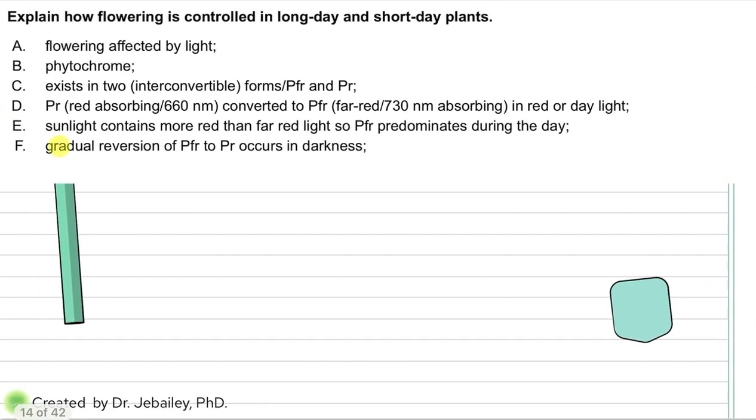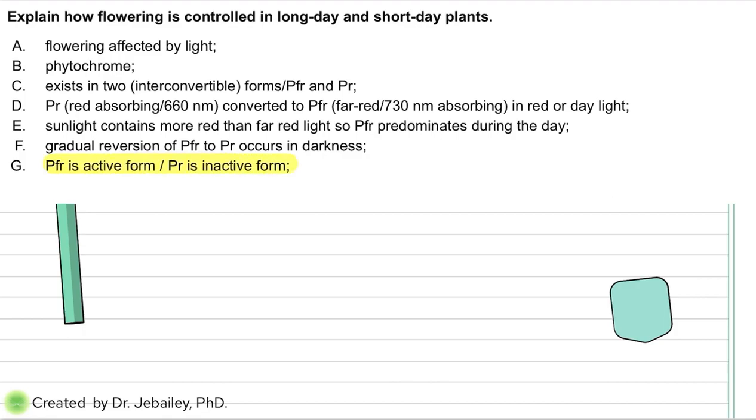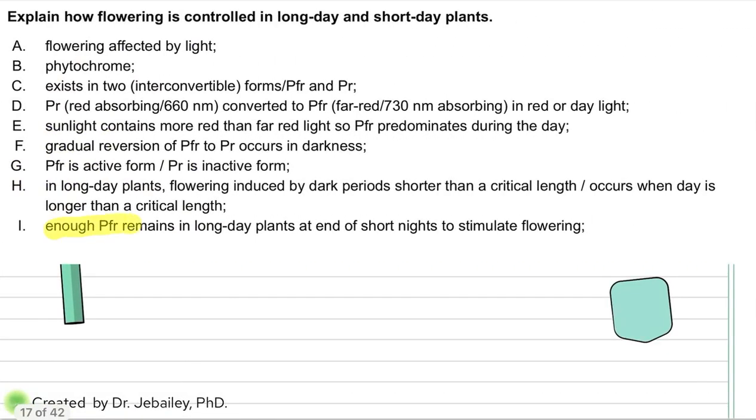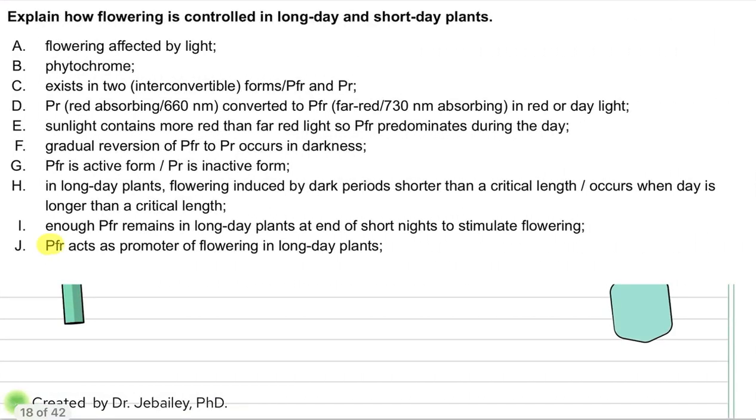The gradual conversion of PFR to PR occurs in the darkness, as I mentioned. PFR is the active form, PR is the inactive form. Long day plants are induced by dark periods shorter than the critical length, which occurs when the day is longer than the critical length. And enough PFR remains in the long day plants at the end of short nights to stimulate flowering. So basically it's just saying that long day plants want the PFR to flower. So you get the points. PFR acts as a promoter of flowering in long day plants.